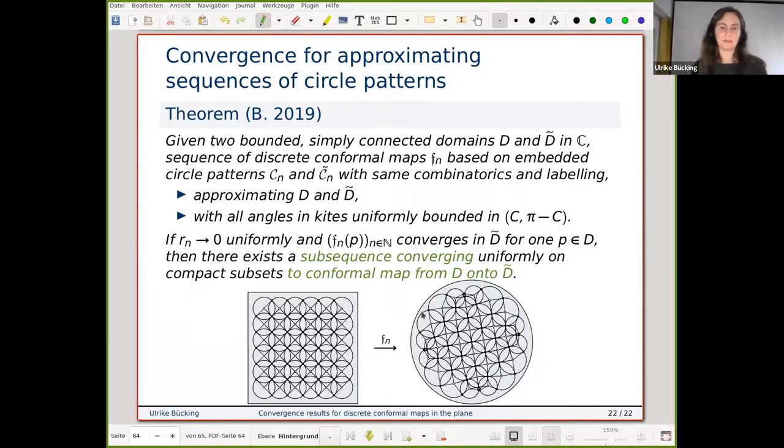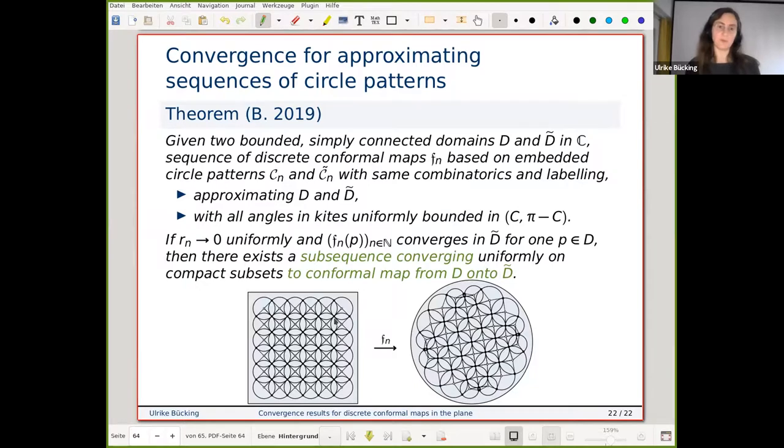Okay, and there has been a result, the corresponding result for circle packings by Herrn Schramm, and so now I could generalize this to the case of circle patterns also, and show that it works. One of the main ideas of the proof is to bound the quotient of the radii of corresponding vertices.